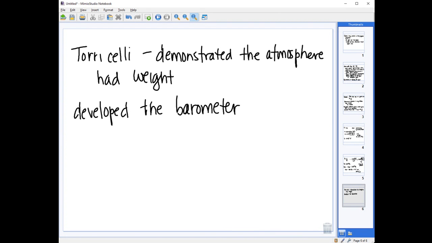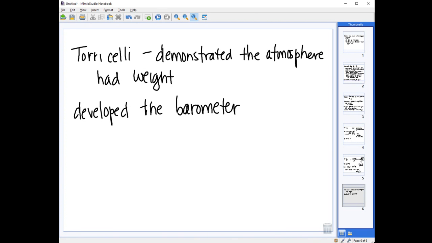So he definitively exhibited that the atmosphere had weight and therefore had force. It had pressure. As the atmospheric pressure pushes down on this dish of mercury, it forces mercury up into the tube. So the higher the pressure, the higher the column of mercury inside the tube. The lower the pressure, the lower the column of mercury inside the tube.